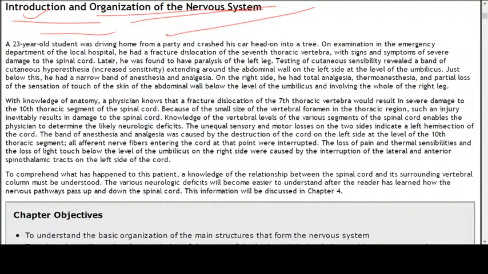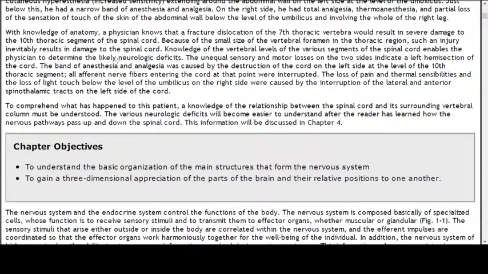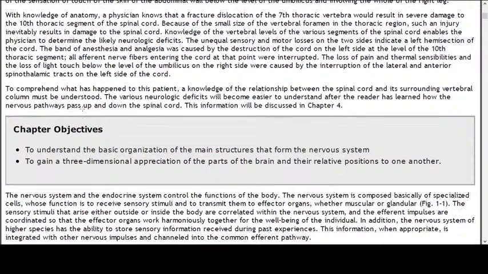So let's go through the chapter, just briefly first, then we'll be studying it. So what is the objective of the chapter? To understand the basic organization of the main structures that form the nervous system. Okay, basic organization of the nervous system. To gain three-dimensional appreciation of the parts of the brain and their relative position to one another.